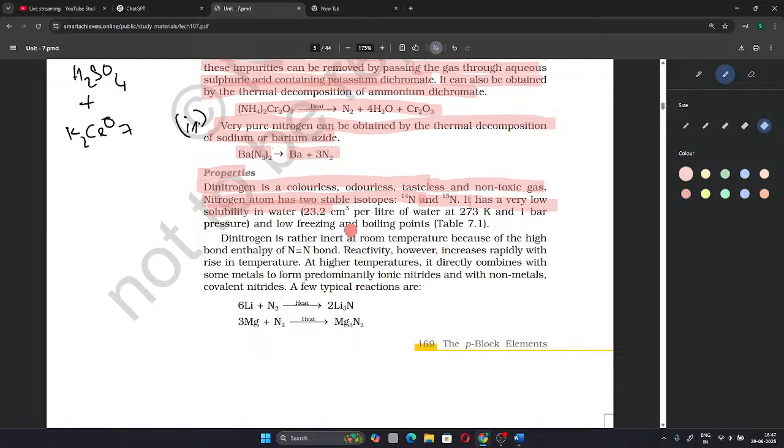They are talking about the dinitrogen, 23.2 centimeter cube per liter of water at 273 Kelvin and 1 bar pressure, and low freezing and boiling points.